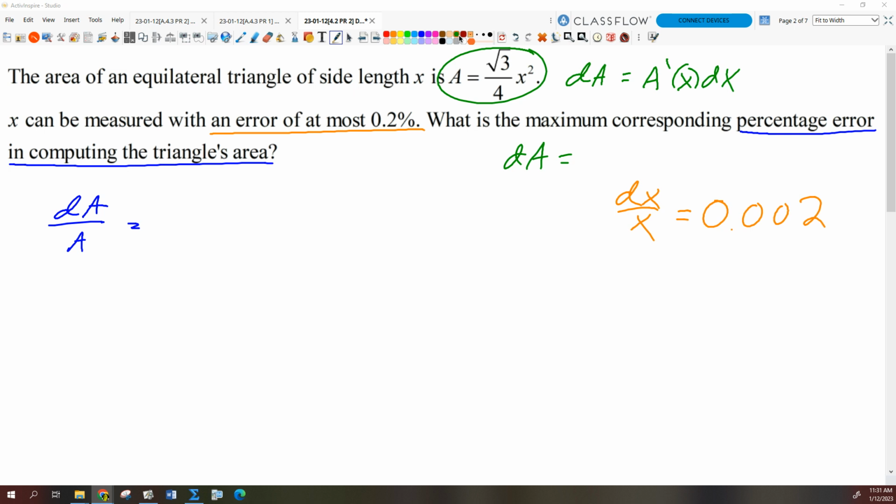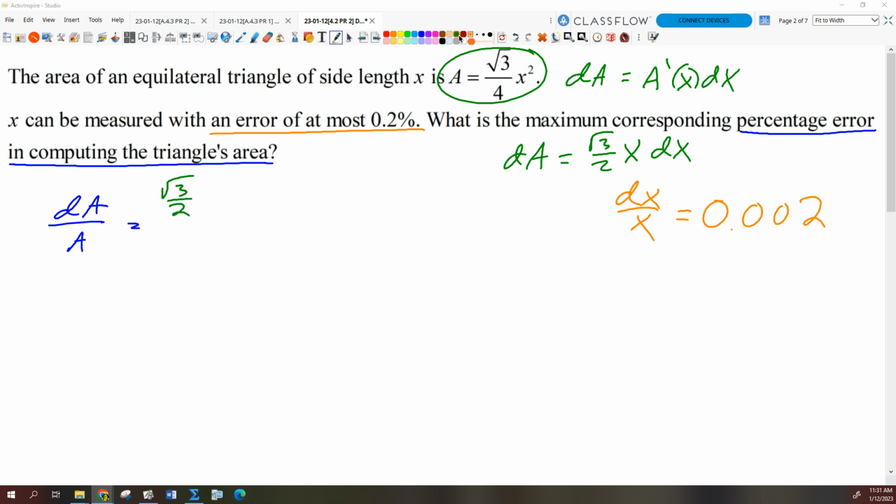Okay, good. So I've got this square root of 3 over 4 that's a constant. The derivative of x squared is just 2x, right? So 2 square root of 3 over 4, the 2 and the 4 would cancel. So I get square root of 3 over 2x dx is dA then, right? Everybody see that? Okay.